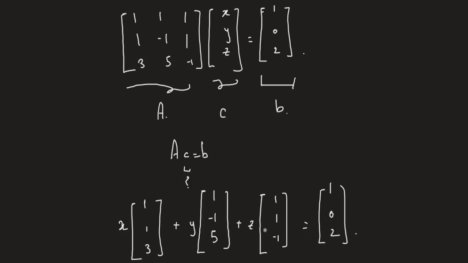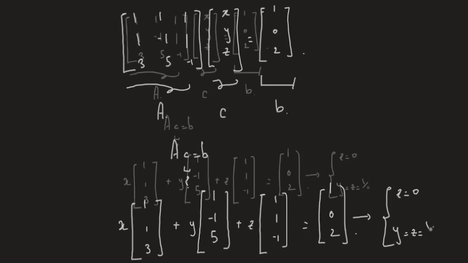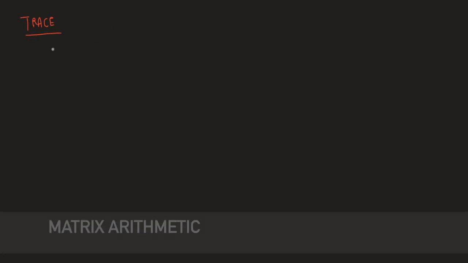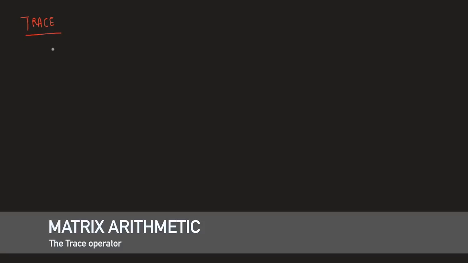You can go ahead and solve this for the moment using any method that you like. You'll find out that x is 0, y is z is half. But the point of this example is just to show you that you can translate a system of equations into matrix products. Okay? Now let's define one very important operator that deals with matrices.